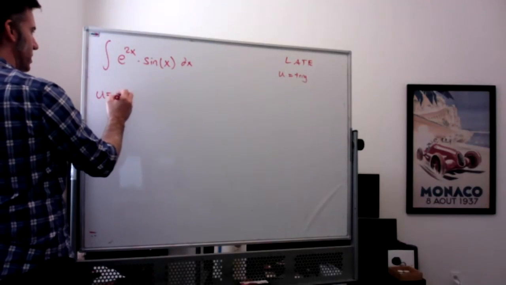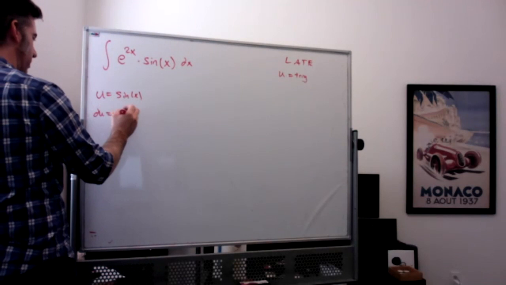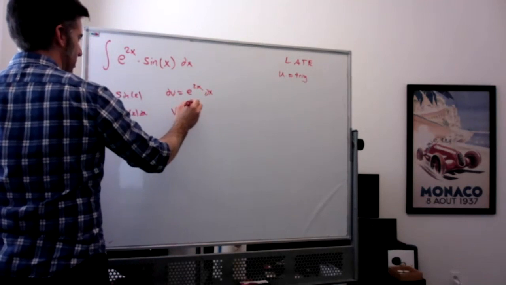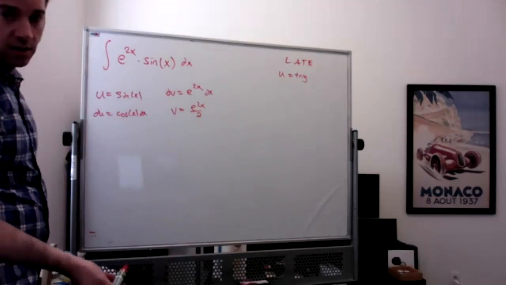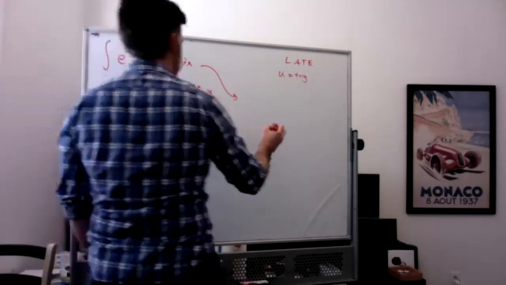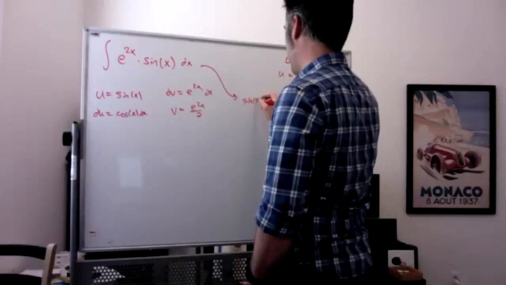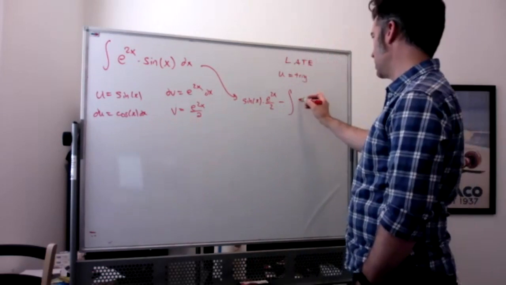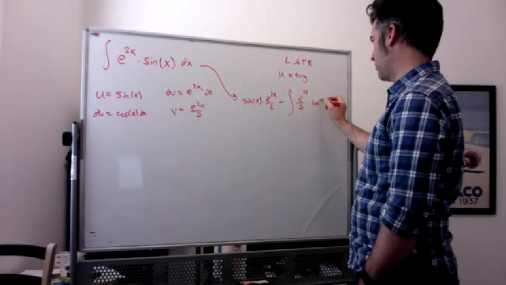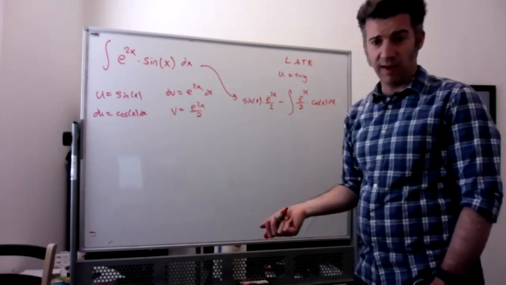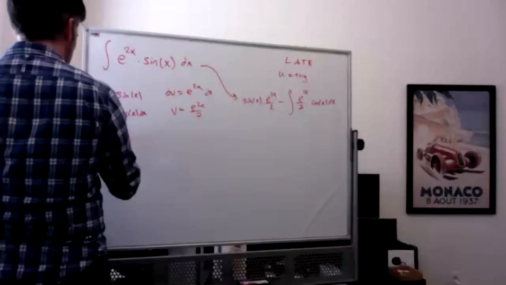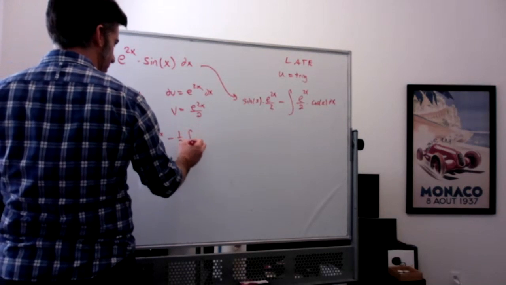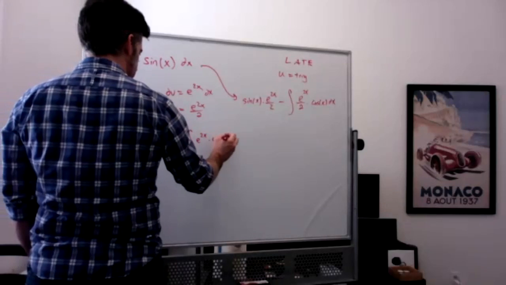So I'm going to let u equal sine of x. du is going to be cosine of x dx. dv is going to be e to the 2x dx. And v is going to be e to the 2x divided by 2. So then this is going to equal uv, so sine of x times e to the 2x over 2, minus the integral of v du, which is e to the 2x over 2 times cosine of x dx. I would simplify this a tiny bit. This is equal to 1/2 sine of x times e to the 2x minus 1/2 the integral of e to the 2x times cosine of x.